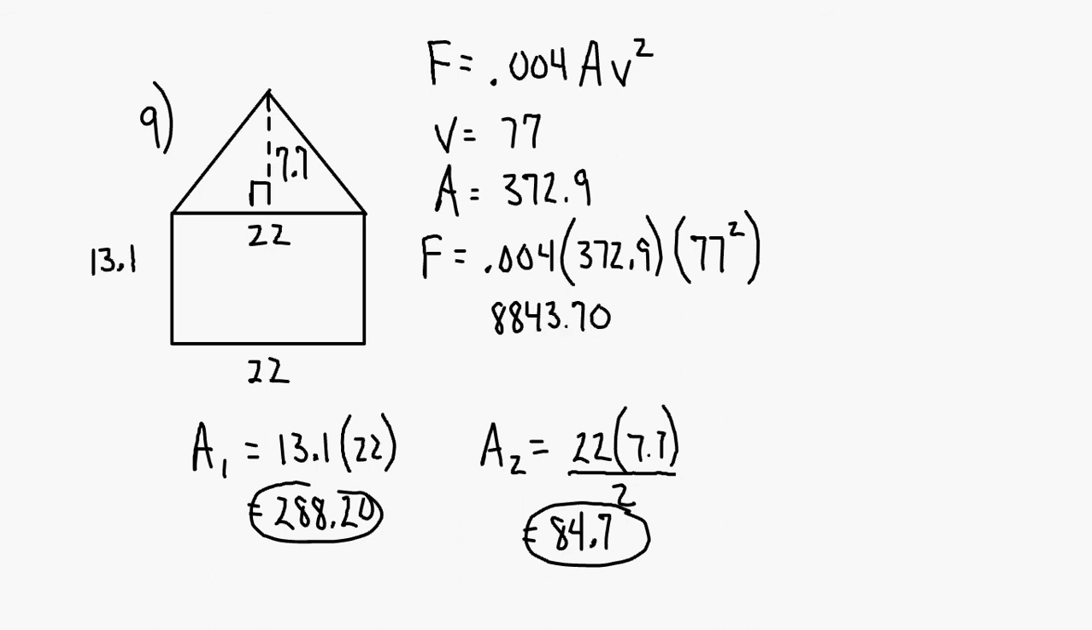Now that's going to be in pounds. The formula was to give the force in pounds, but the answer choices are in tons. So you're going to take this and just divide it by the 2,000 pounds that are in each ton. So divided by 2,000, that's 4.42 tons. All right, that's answer D.